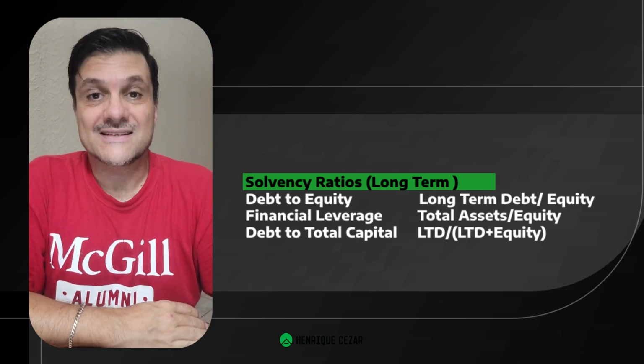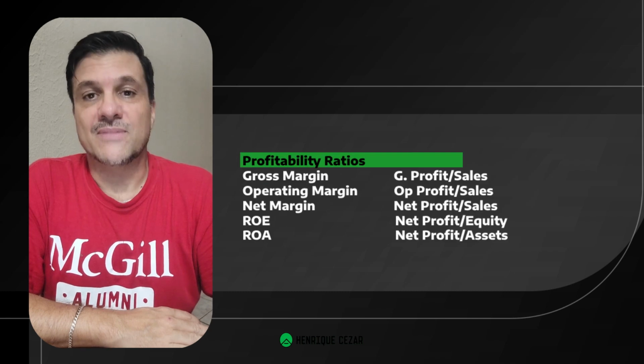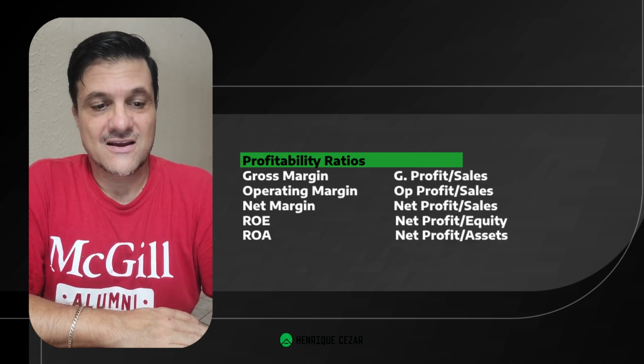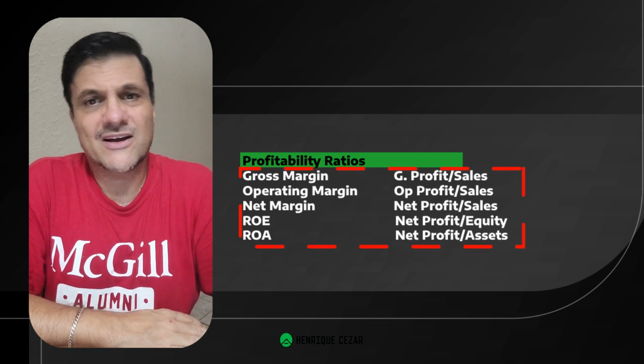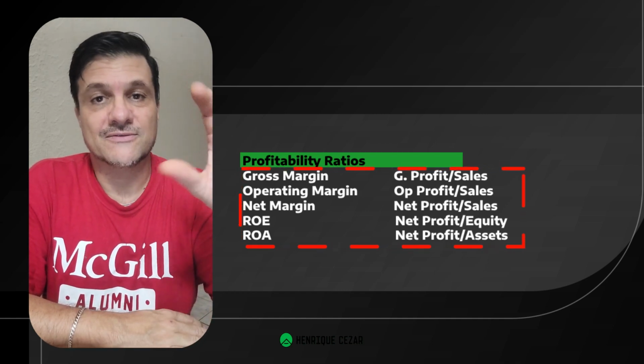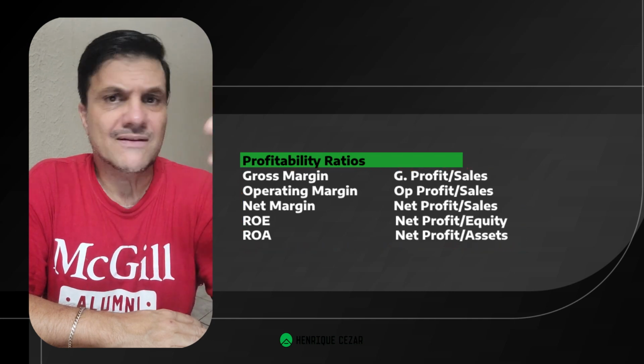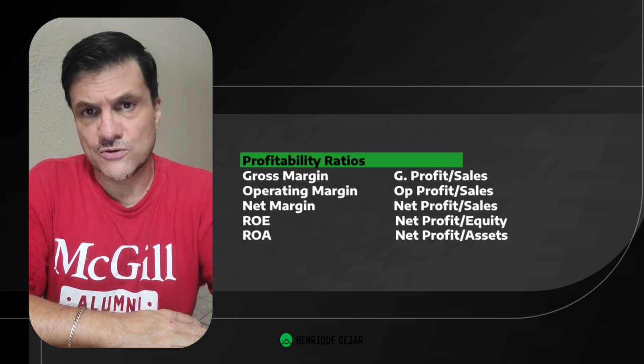Let's go to the last category now, profitability ratios. My friends, profitability ratios, you need to remember 5. There are more than 5, yes, but I'm going to focus on 5, because if you get the idea, then if other ones appear, you know what to do.